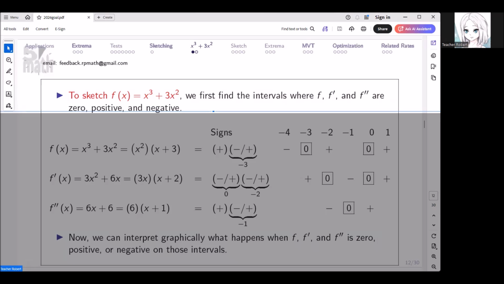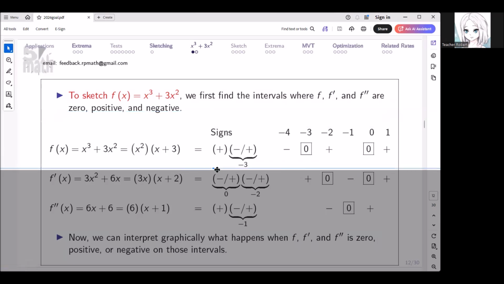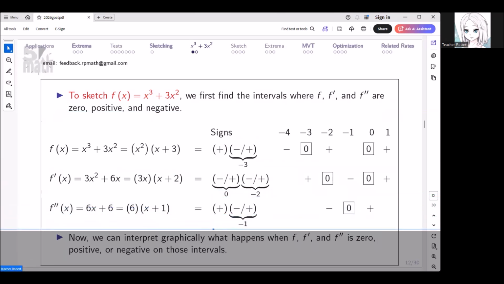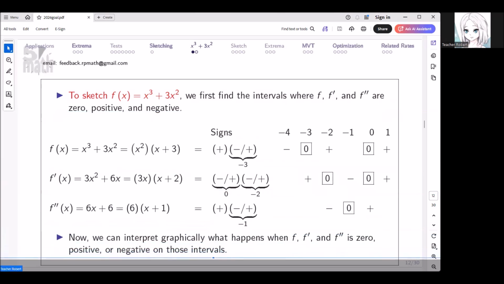To sketch f of x equals x cubed plus 3x squared, we first find the intervals where f, f prime, and f double prime are 0, positive, and negative. F of x, f prime of x, f double prime of x. Now we can interpret graphically what happens when f, f prime, and f double prime are 0, positive, or negative on those intervals.